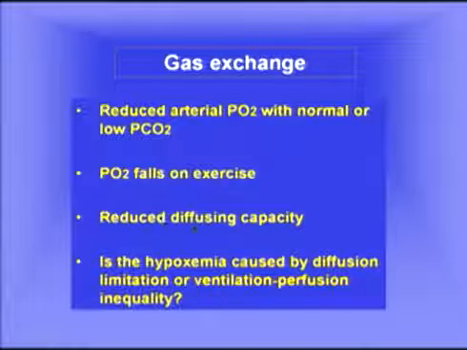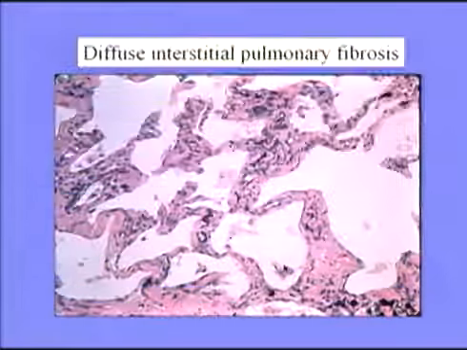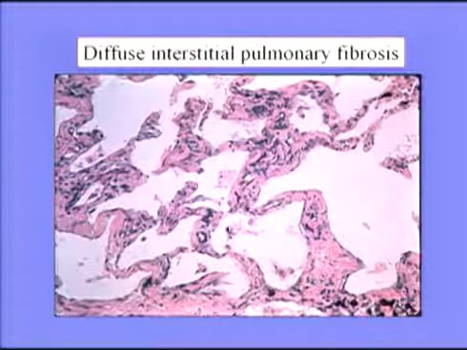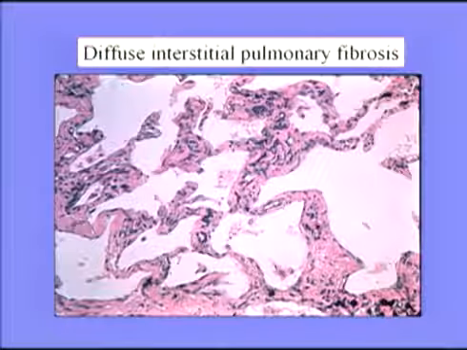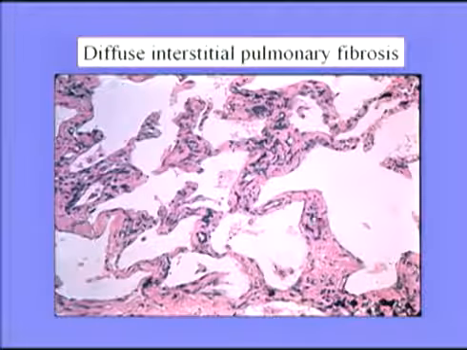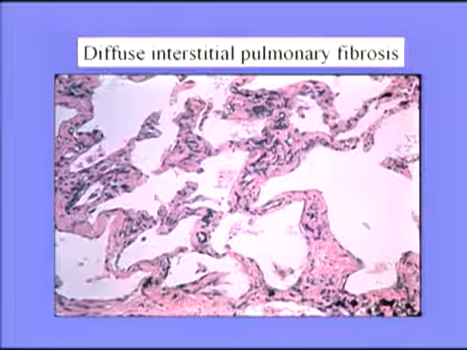So a reduced diffusing capacity is always seen. Now, an interesting problem which has exercised physiologists for many years is to what extent the hypoxemia is caused by diffusion impairment. Clearly, if you look at a histological section of this disease, you can't expect normal diffusion. Here you've got a capillary and this great big thick alveolar wall. So obviously the diffusion of gases within a lung like this is going to be abnormal.